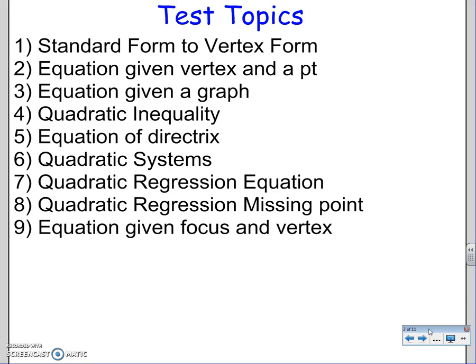Make sure you turn standard form to vertex form. Find me the equation if I give you a vertex and a point. Find me the equation if I give you a graph. Solve a quadratic inequality. Find the equation of Directrix. Solve quadratic systems. Do regression in the calculator. Use regression to find the missing point. And find the equation if I give you a focus and vertex.